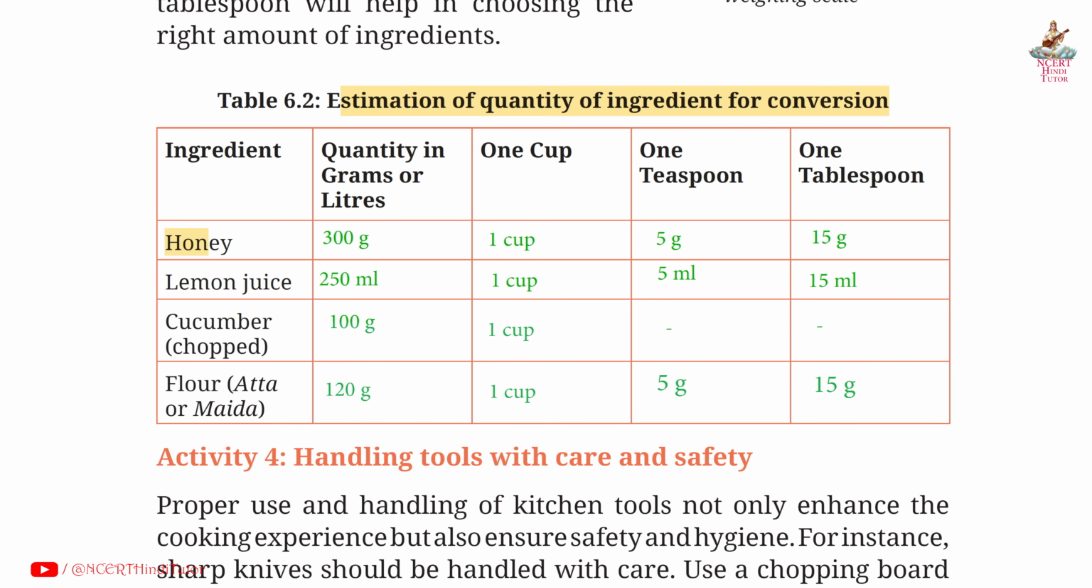Ingredient honey, quantity in grams or liters: 300 grams, 1 cup, 1 teaspoon 5 gram, 1 tablespoon 15 gram. Lemon juice: 250 ml, 1 cup, 5 ml, 15 ml. Cucumber chopped: 100 grams, 1 cup. Next, flour, atta or maida: 120 grams, 1 cup, 5 gram, 15 gram.